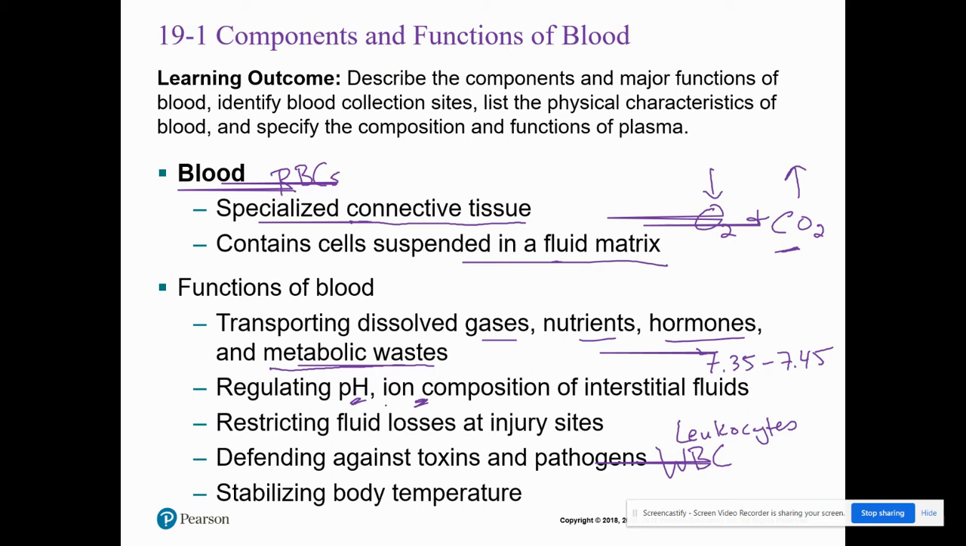Okay, and then our blood does help us stabilize body temperature. Interestingly enough, our body temperature is, if we're talking about Fahrenheit, 98.6 degrees Fahrenheit. Then the blood is a little bit warmer. It's about 100 degrees Fahrenheit. And we'll get into a little bit more of that later, but you don't need to memorize that.